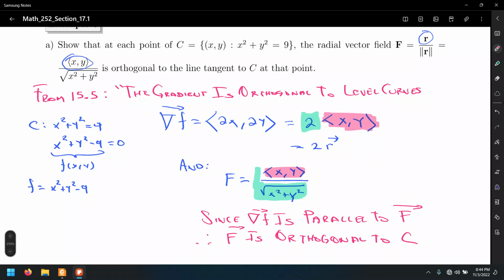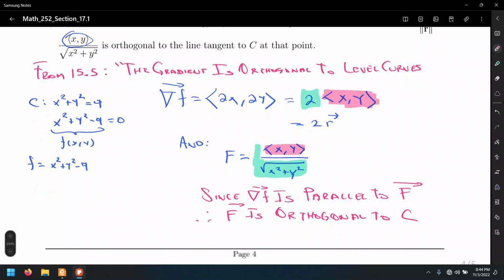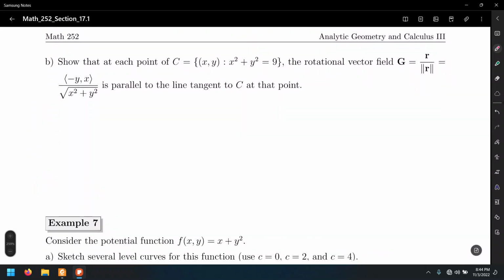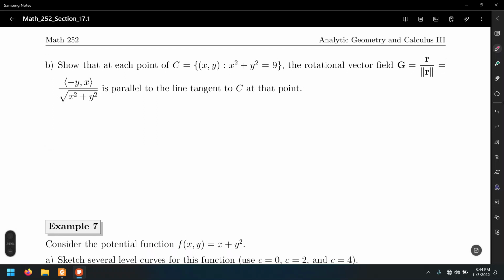For the next idea on the next page, now we're going to show that at each point of C, the same C, that is x squared plus y squared equals 9, this time the rotational vector field, which is given by negative y, x, we described this vector field before, but this time we're dividing it by its magnitude, is parallel to the line tangent to C. In a way, you can think of parallel and orthogonal as kind of opposites of each other, right? So if it's not orthogonal, then it's parallel, unless it's going in different directions.